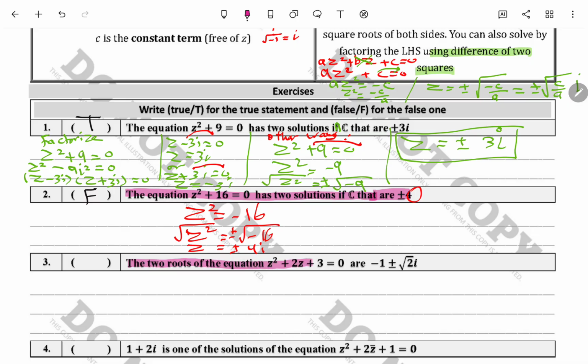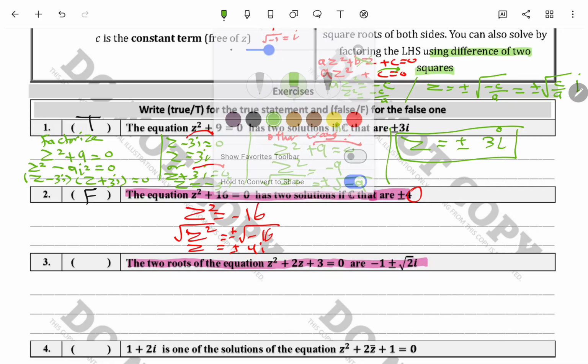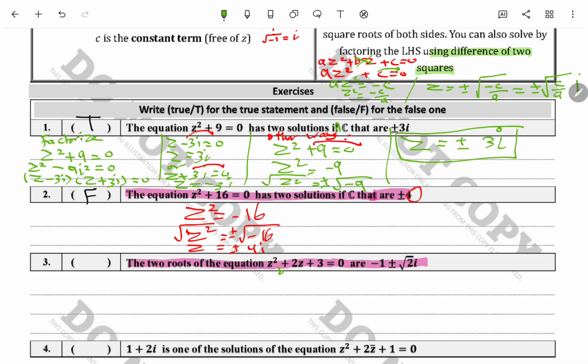In number 3, the two roots of the equation z squared plus 2z plus 3 equal to 0 are negative 1 plus and minus root of 2i. This can be solved easily by checking the quadratic equation and being sure that it equals 0 before you start. And then think about the product of 3 and the sum of 2 here and there, if you can factorize them. And you can see that you can't factorize them.